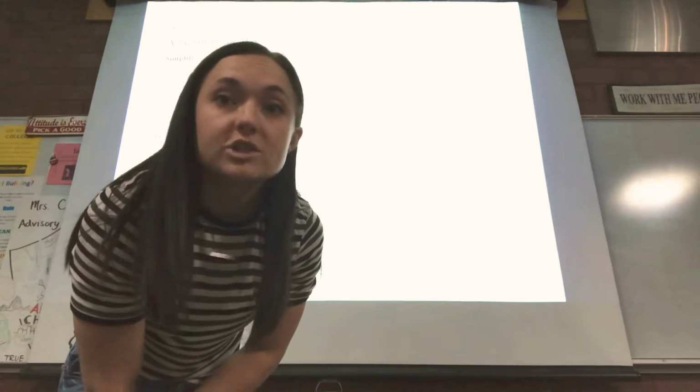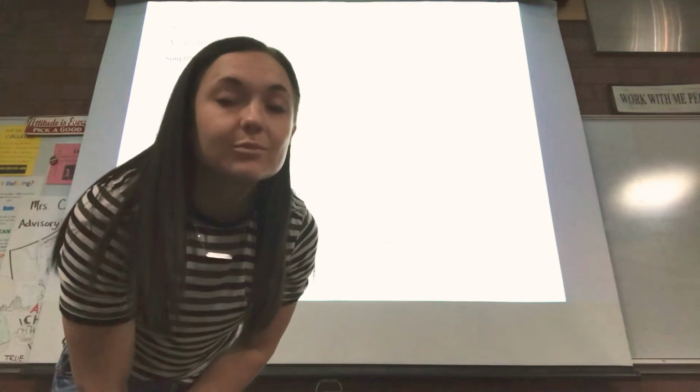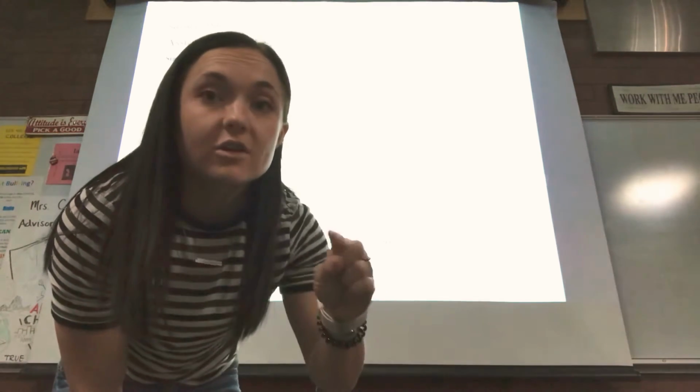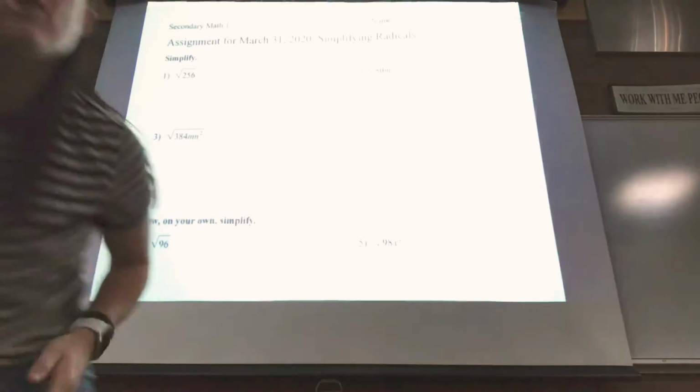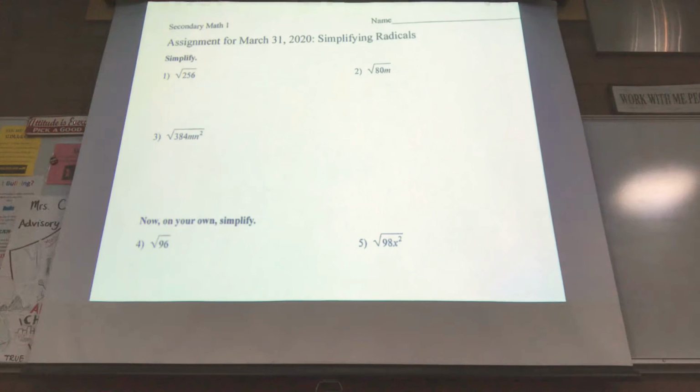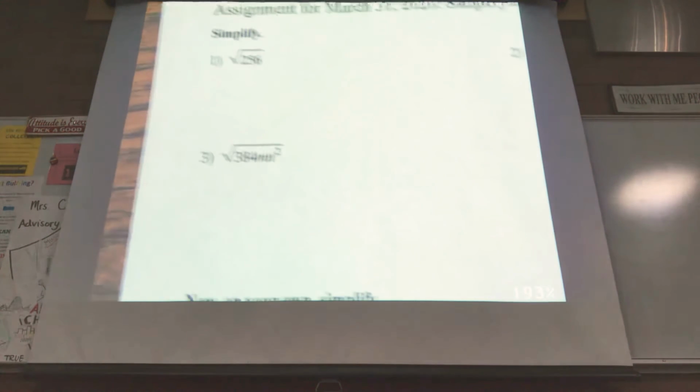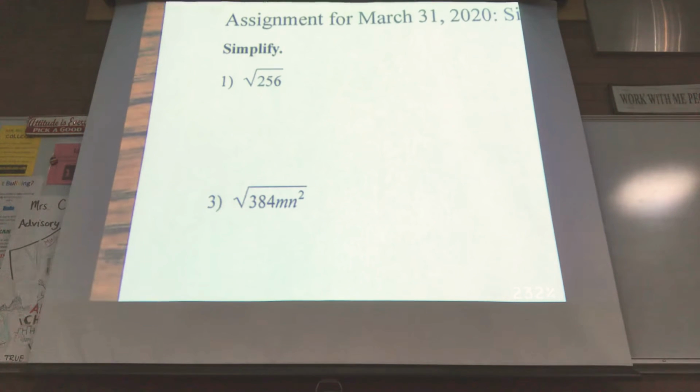Okay, so we'll jump right into it. We are talking about simplifying radicals today. Radicals is the little square root sign. Okay, so let's get right into it and get going. Simplifying radicals. Let's zoom in, and most likely you guys will need a calculator on this one. Okay, so we'll zoom in to the square root of 256.